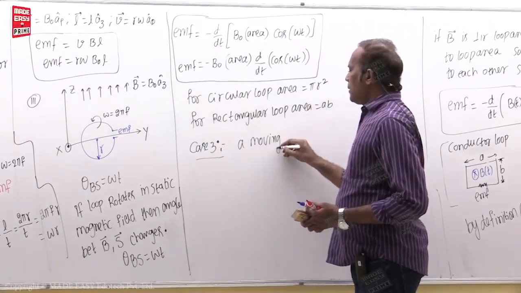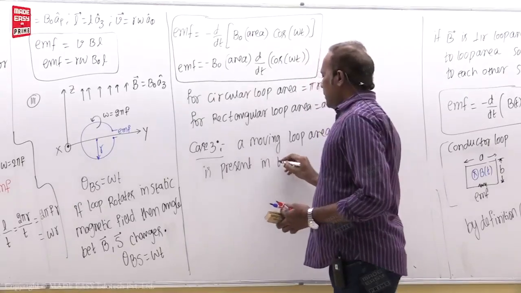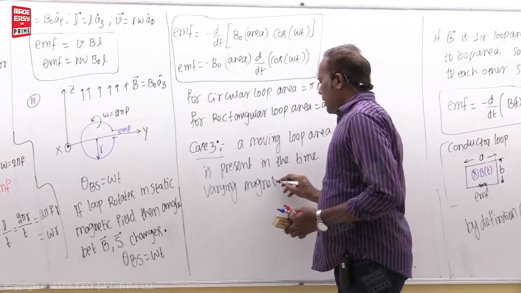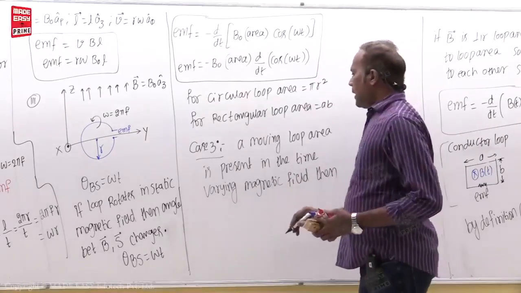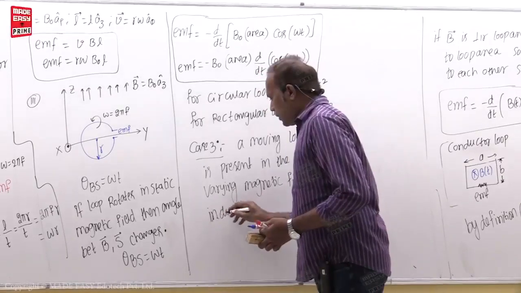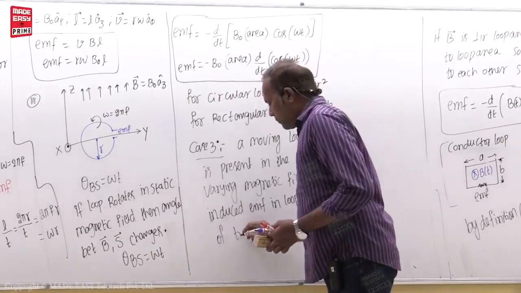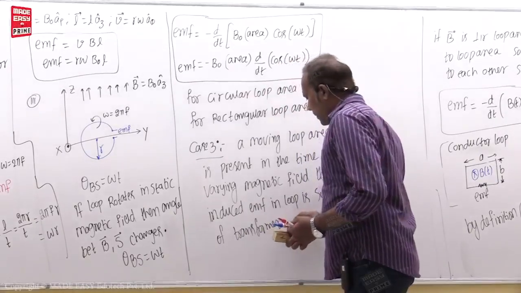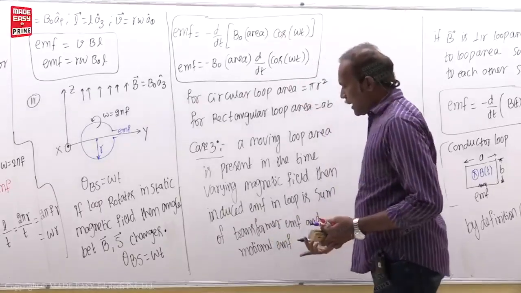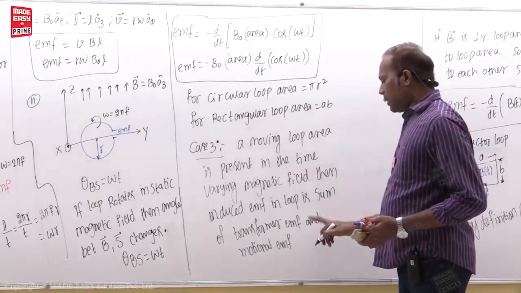A moving loop area is present in a time varying magnetic field, then the induced EMF in the loop is the sum of transformer EMF and motional EMF. If the loop is moving, then motional EMF. If the magnetic field is a function of time, then transformer EMF. Both are present. So the sum of transformer EMF and motional EMF.